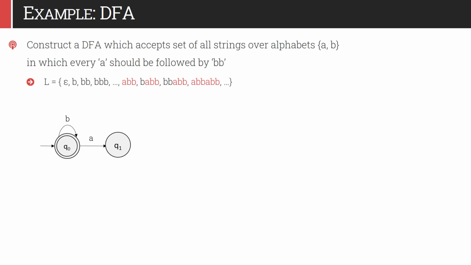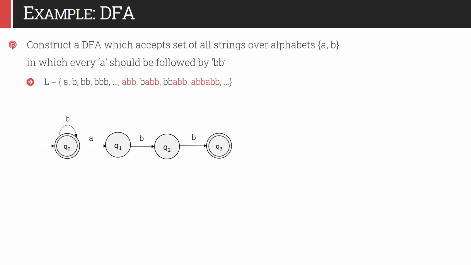And we know that if we read a, we must read 2 b's, then only that string is acceptable, or it is a valid string. So we will read two b's after that and we will move to some final state Q3. So this will give us b star abb, so any number of b's followed by abb.